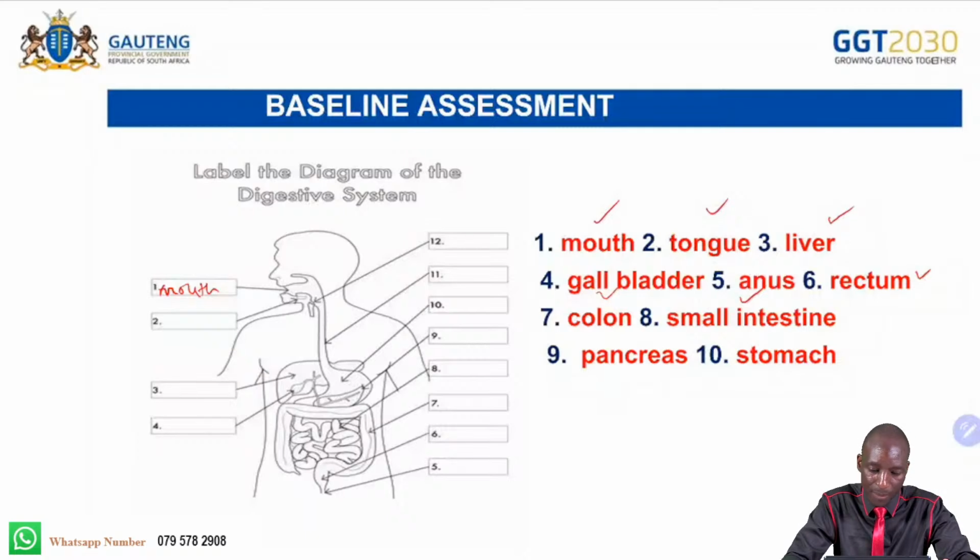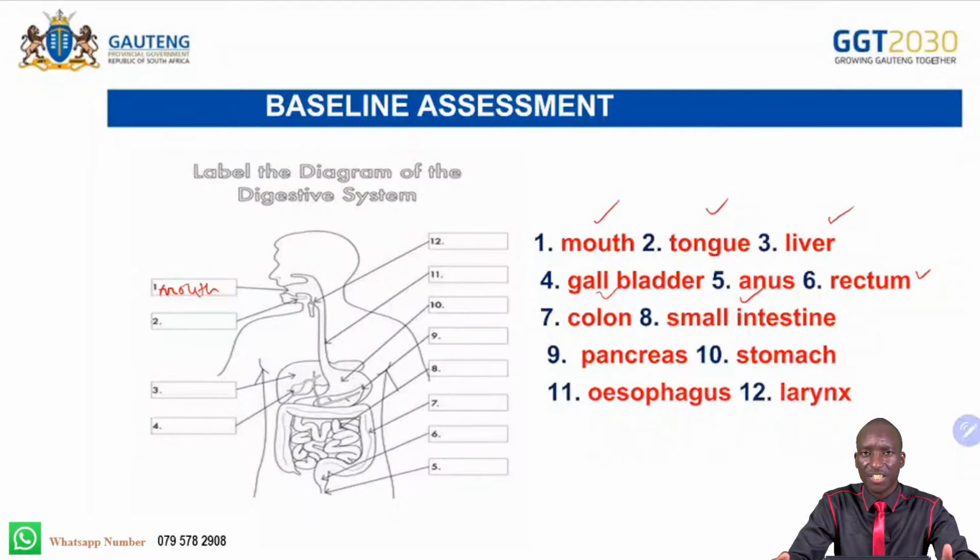Number 10, where's number 10? This one we're quite familiar with. That's the stomach. Now, number 11 and 12. What do we have in number 11? That's the esophagus. Then finally, number 12, we've got the larynx. So these are the responses to our baseline assessment. For those who managed to get at least 10 labels and above, excellent work. Keep it up.